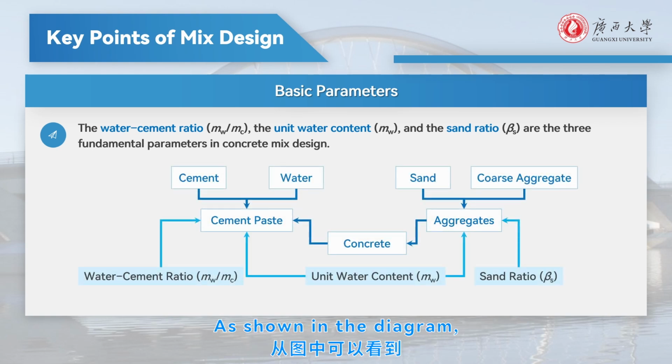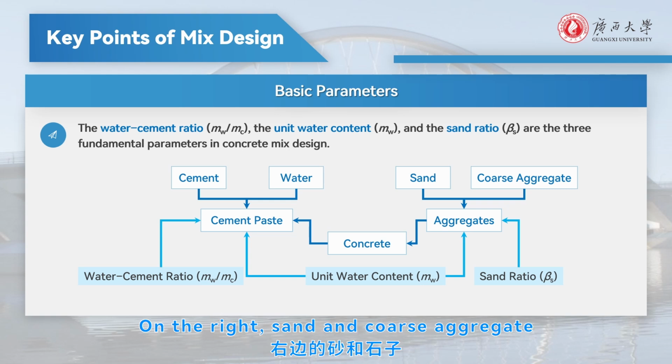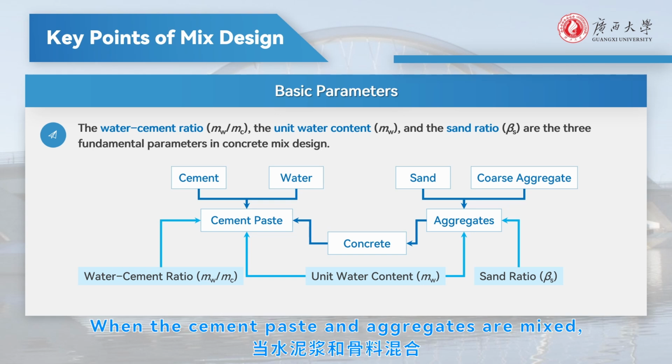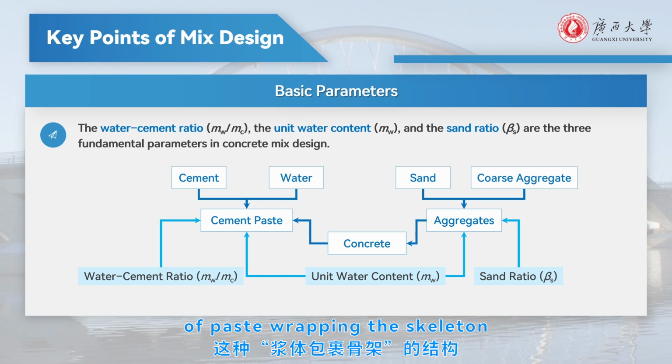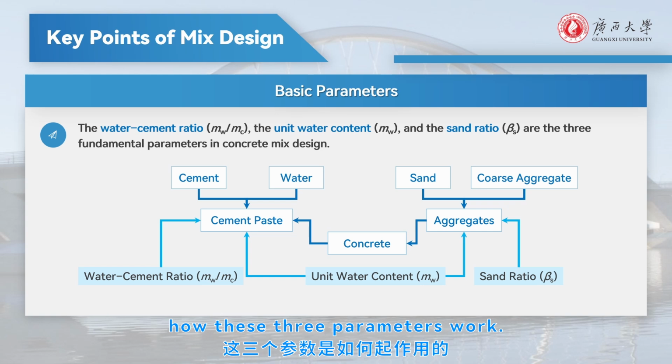As shown in the diagram, on the left, cement and water combine to form cement paste, which serves to coat and lubricate the aggregates. On the right, sand and coarse aggregate make up the aggregates, acting as the framework that provides strength and stability to the concrete. When the cement paste and aggregates are mixed, we get the concrete we need. Understanding this structure of paste wrapping the skeleton helps us grasp how these 3 parameters work.